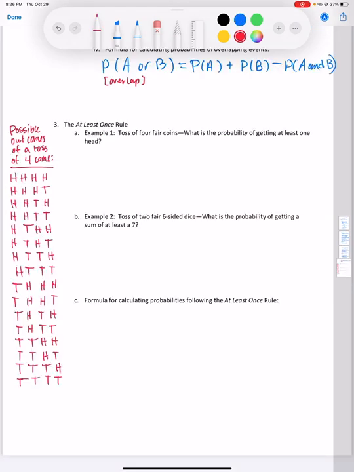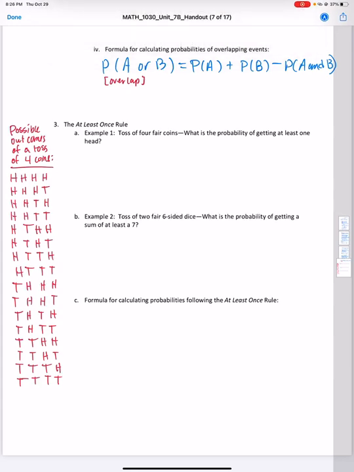Our last topic for this video is the at least once rule. Okay, we want to find the probability of getting at least one occurrence of something. So here's all the outcomes of a toss of 4 coins. You can have all heads, you can go down to all tails, every combination in between. What's the probability of getting at least one head?